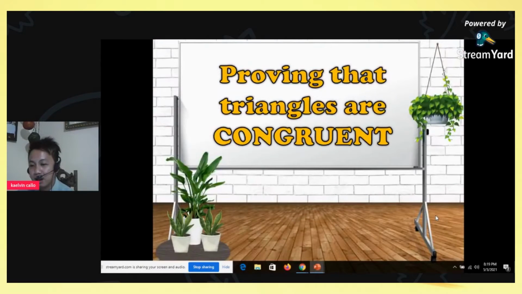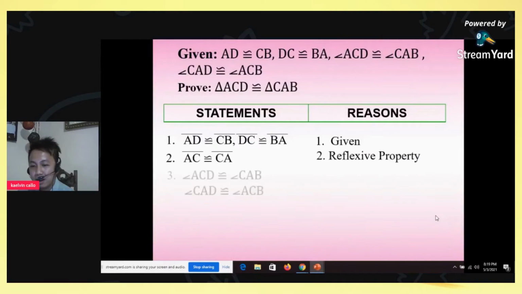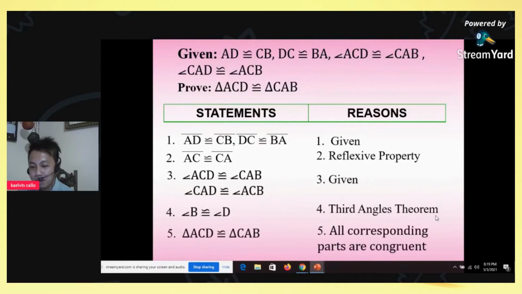Okay? Proving that triangles are congruent. I have here an example. So given side AD is congruent to side CB, side DC is congruent to side BA, angle ACD is congruent to angle CAB, angle CAD is congruent to angle ACB, and we have to prove that these two triangles, triangle ACD and triangle CAB, are congruent.